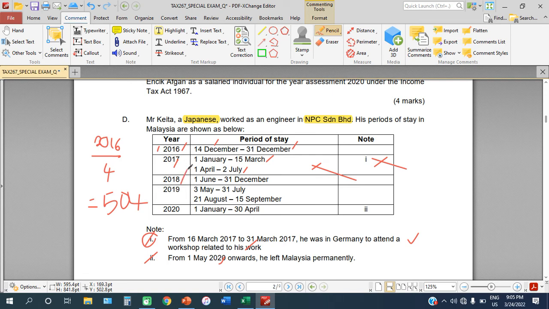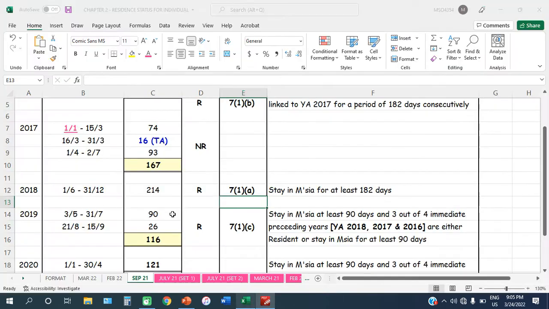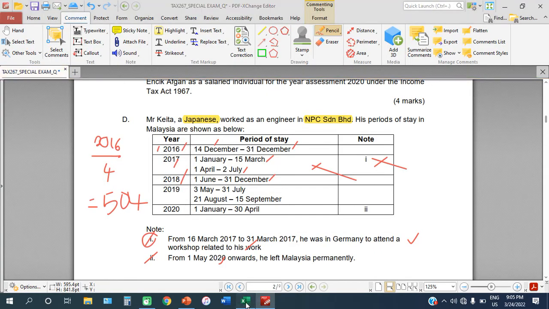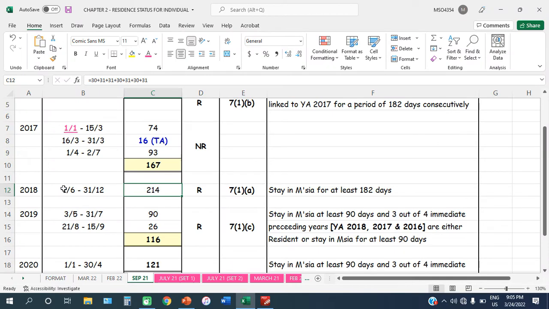Okay, 2018. 1st June until 31st December. Okay, record here, June until December. Okay, any more? That's it. Okay, total up everyone. Okay, 1st June, exactly 1st. June 30, July 31, August 31, September 30, October 31, November 30, December 31. Total up, you will get 214 days.